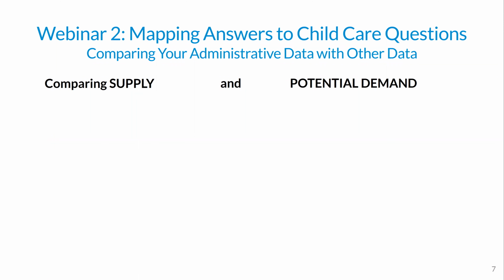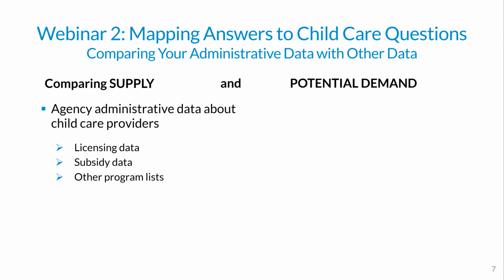More specifically, we are talking about comparing supply with potential demand. And when I think of childcare supply, I'm thinking you'll usually be turning to your own agency administrative data about childcare providers. There's information in the licensing data. In the subsidy data, you may have information about some license-exempt providers, and you may have other lists of providers.